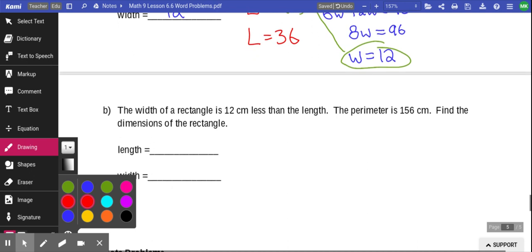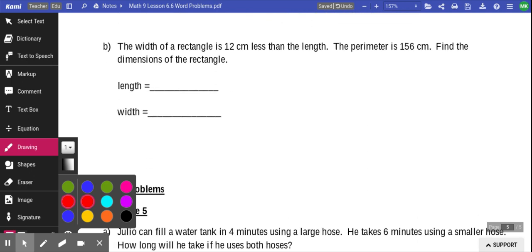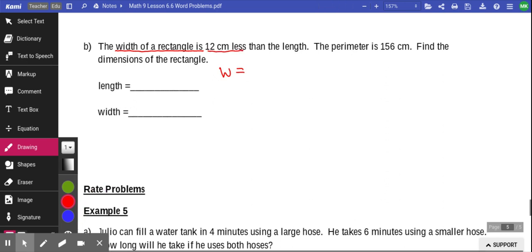Awesome. Next example. We're going to read it again. So actually, you could probably try this one on your own. So if you want to pause and try it on your own, give it a shot. First equation is going to give me my first sentence. The width of a rectangle is 12 less than the length. That means you would take the length and subtract 12.